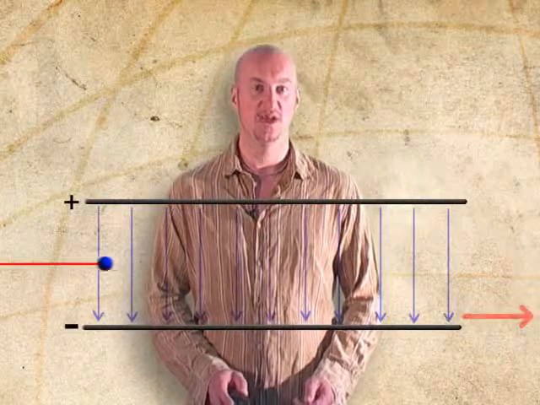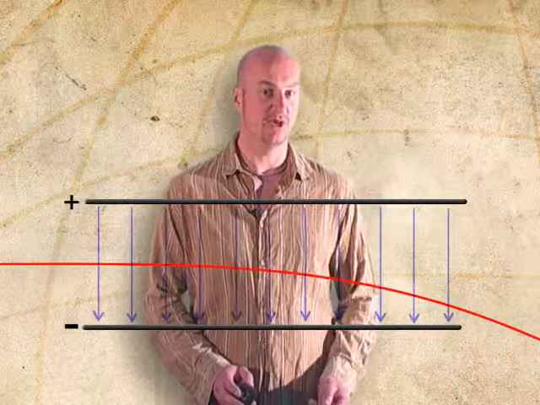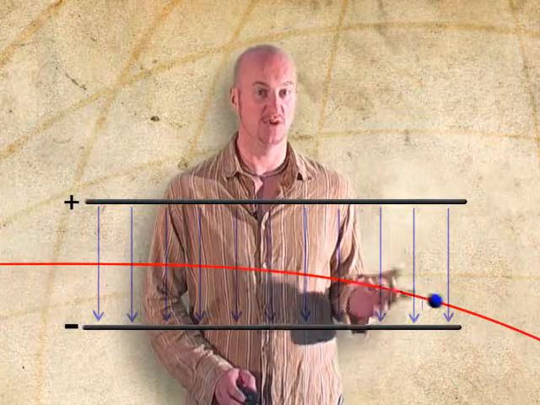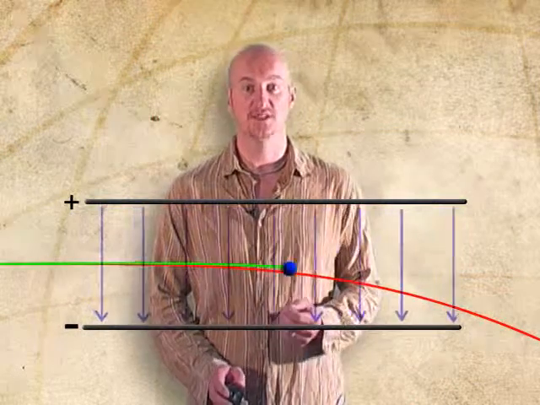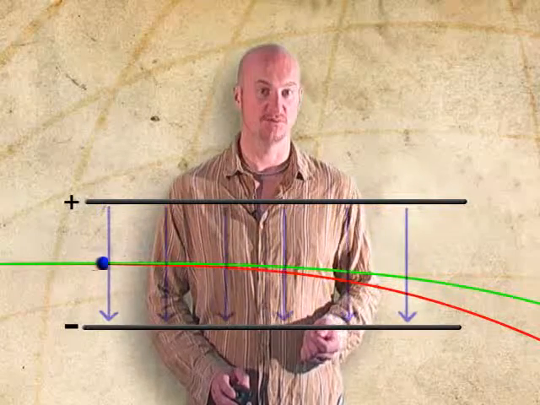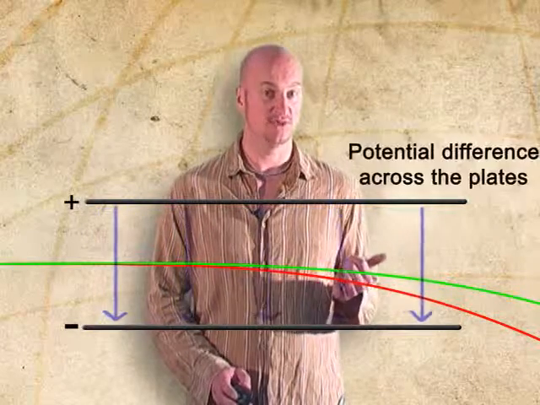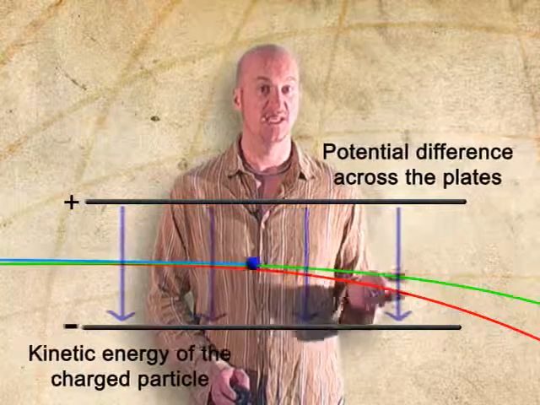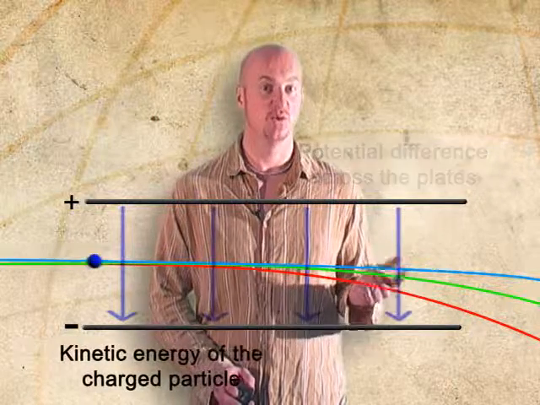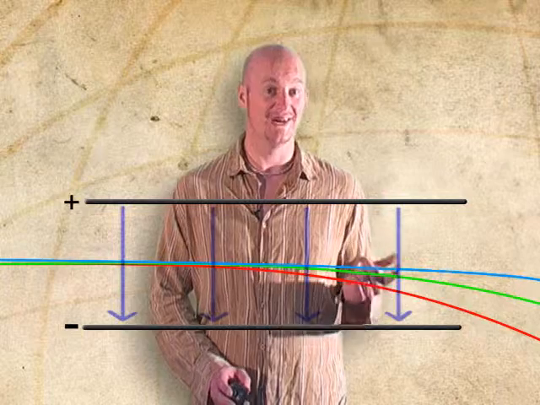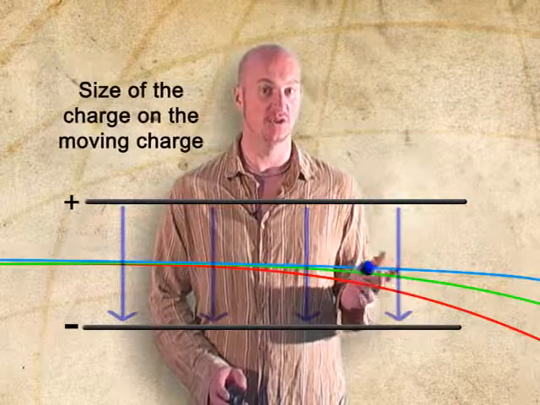If we now think about a charged particle entering a uniform electric field, then we know that it will be repelled from one plate and attracted to the other plate. The factors that change the motion of the charged particle are the potential difference across the plates, the kinetic energy the charged particle has when it enters the uniform field, and the size of the charge on the moving charge.